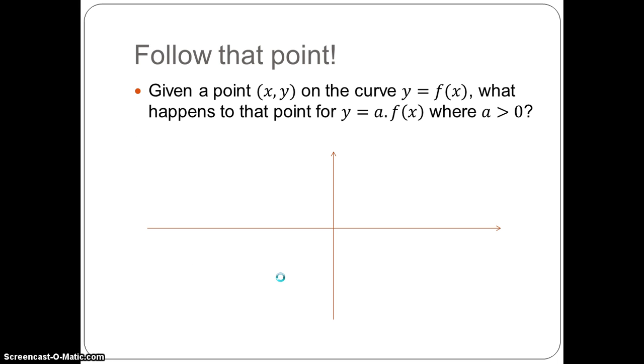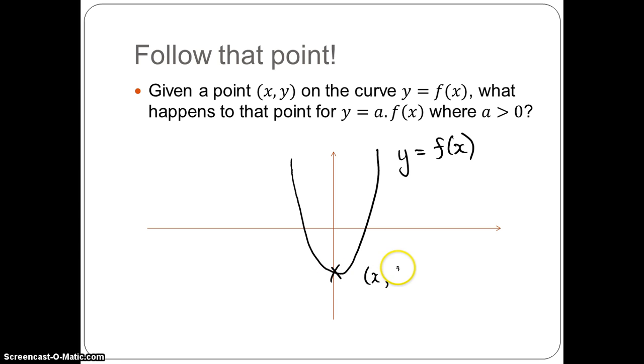Why is this the case? Well, let's look at a curve. This can be my curve, y is equal to f of x. This point on the curve is going to be x, f of x. But I now want to multiply it by some positive constant. So what does that do?